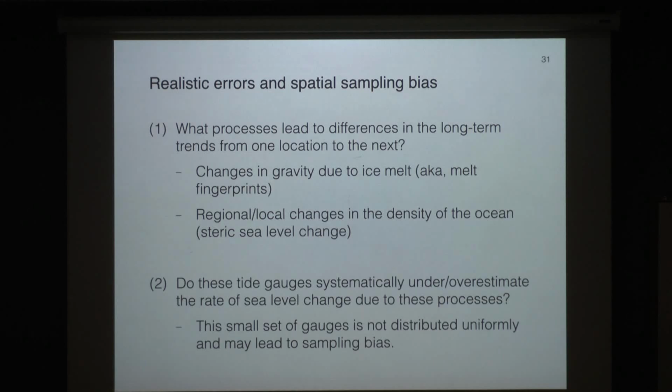Okay, so then how can we get more realistic error estimates for these trends from these gauges, as well as the sampling bias? Well, the first thing we need to do is try to get some estimate of the spatial structure in long-term sea level change. And two processes I'll focus on here are changes in gravity due to ice melt, also known as melt fingerprints, and regional and local changes in the density of the ocean, which I refer to as steric sea level change. And then the next step would be to assess the probability that the mean trend from the small number of gauges systematically under- or overestimates the global rate of rise, based on the locations of those gauges and the spatial structure in the sea level trends.